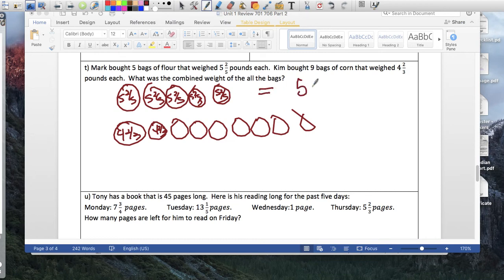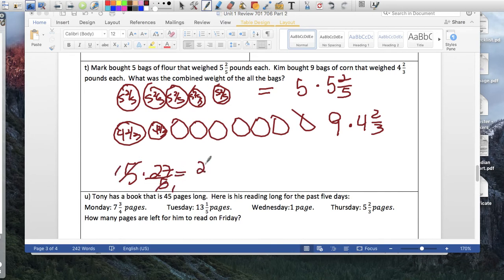So here you have 5 bags times 5 and 2/5. Here you have 9 bags times 4 and 2/3. So let me take this. 5 times, let's change that mixed number to an improper fraction, 5 times 5 is 25, plus 2 is 27/5. If you multiply this and this, become 1 and 1, which is 27. So this becomes 27 pounds.